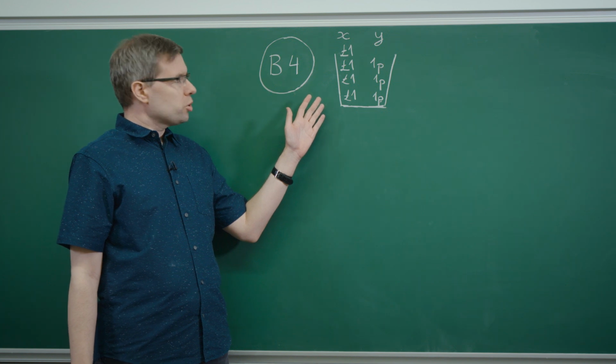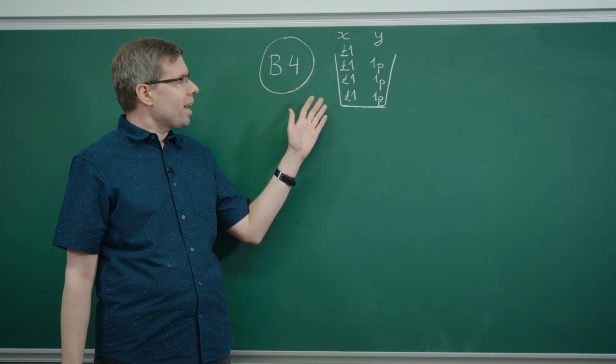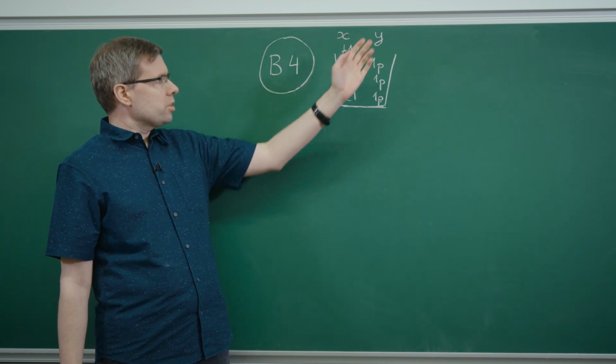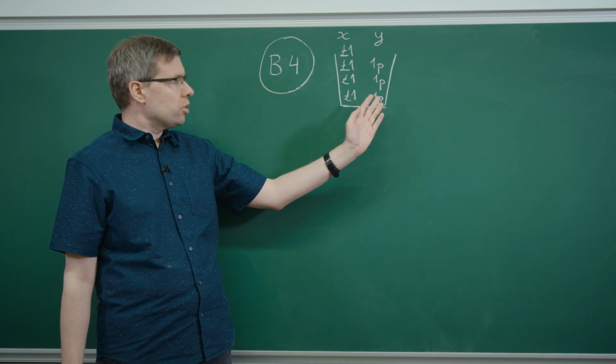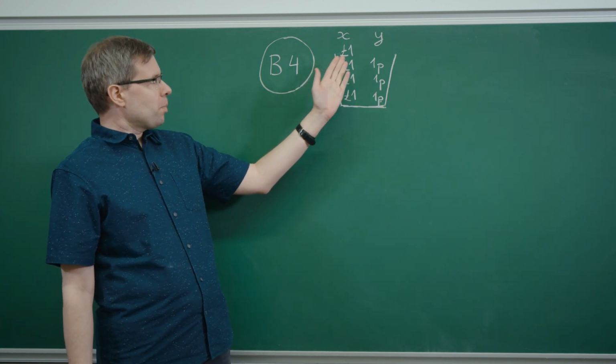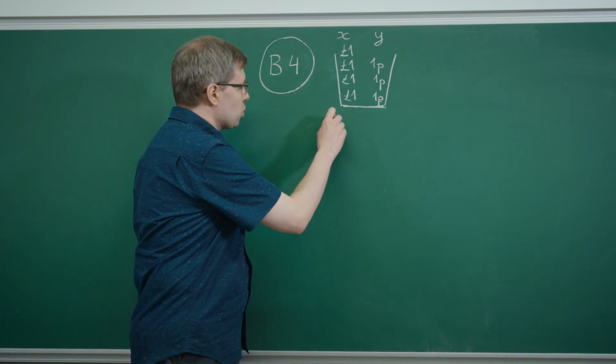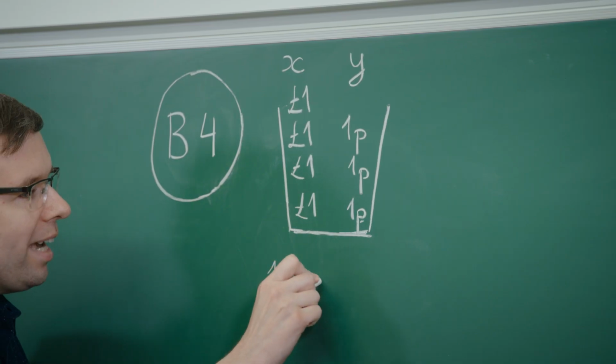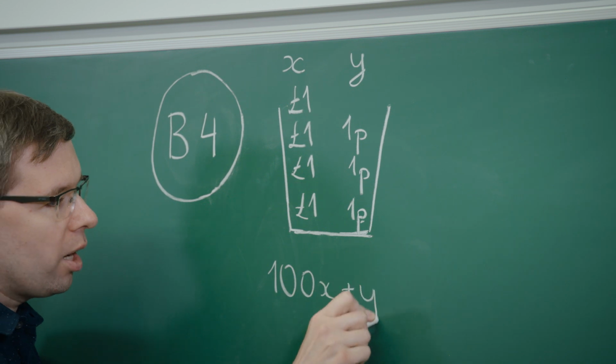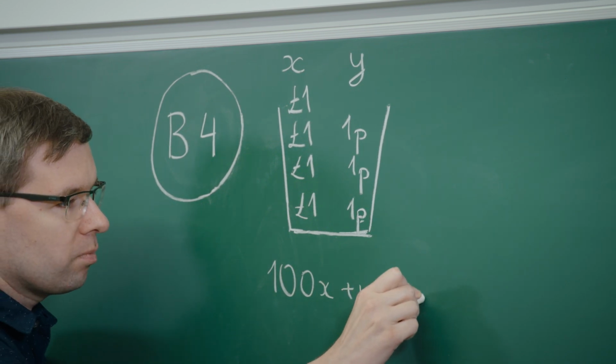Let's start by illustrating the contents of my piggy bank. I have x pound coins and y penny coins. This is worth x pounds and y pence. So in pence, it is 100x plus y pence.